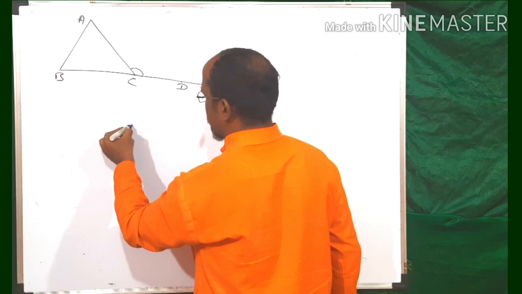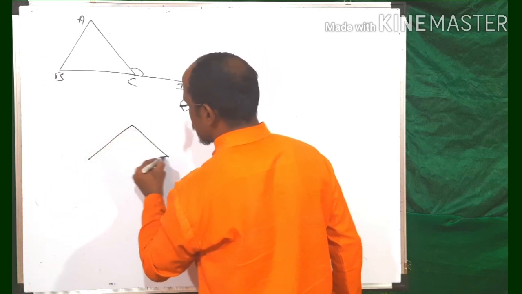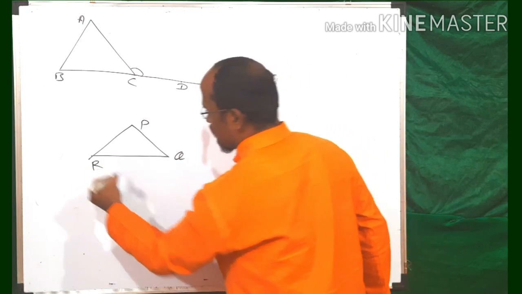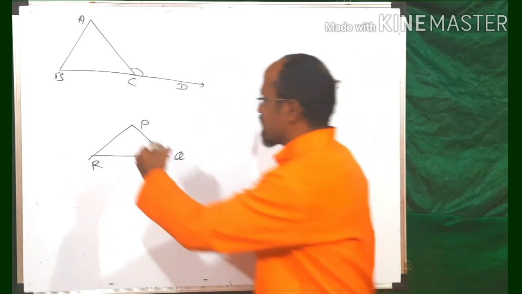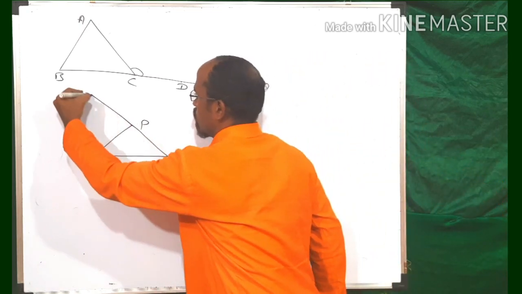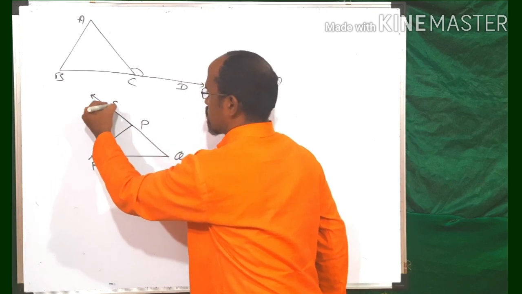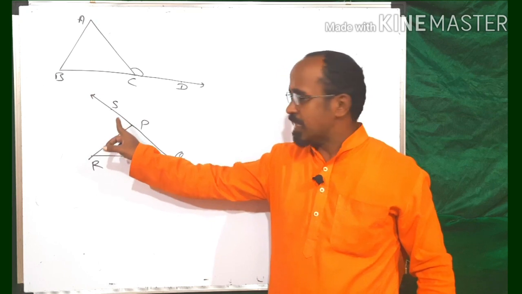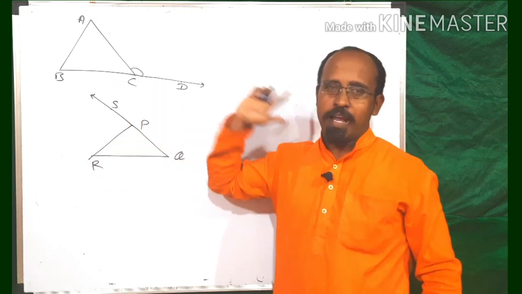Suppose a triangle is like this, PQR is a triangle, right? And side PQ is extended up to S, right? So here one angle is created. This angle is called an exterior angle.